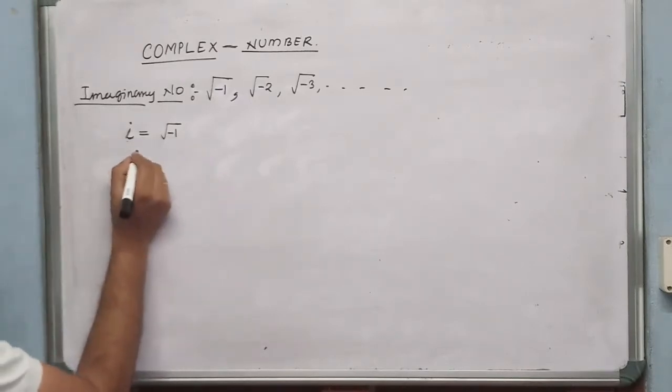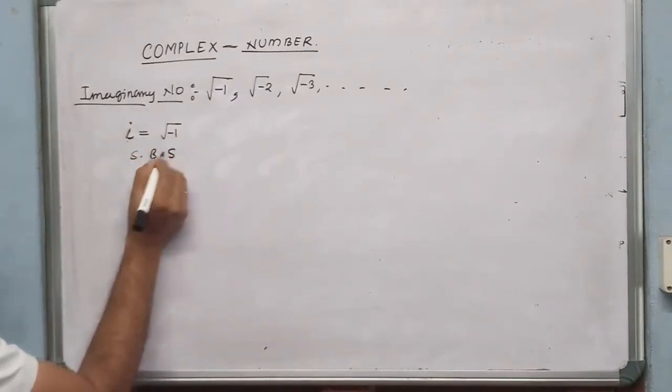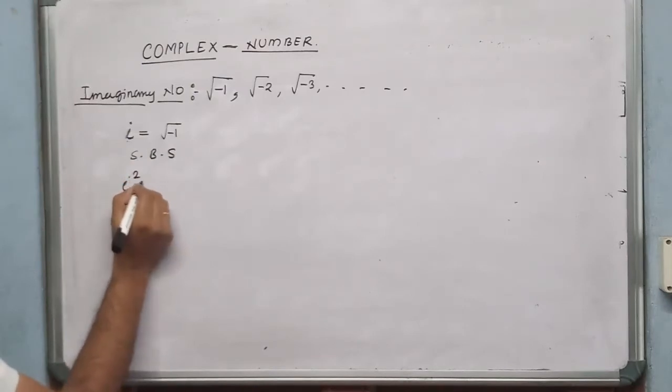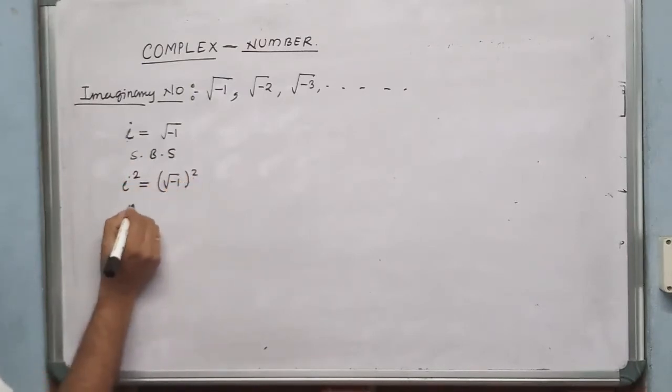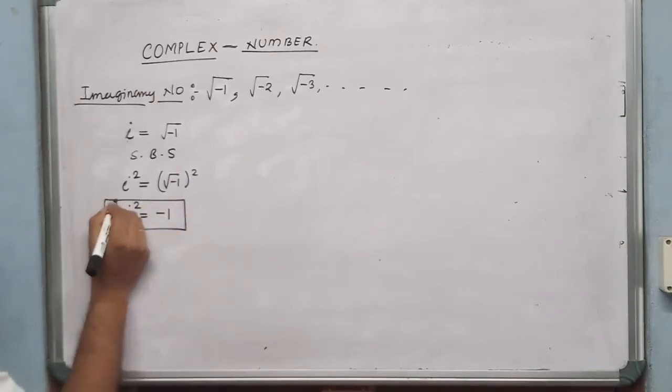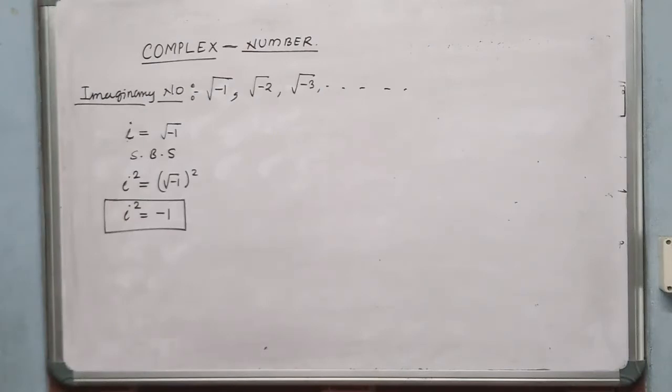If you square both sides, what will you get? i square is equal to under root -1 whole square. Then i square is equal to -1. This is the value of i square. The value of i is under root -1, and the value of i square is -1. Now we'll discuss the theory of complex number today. The numericals, I think I'll start from the next video.